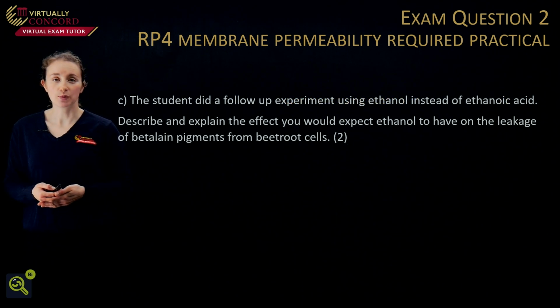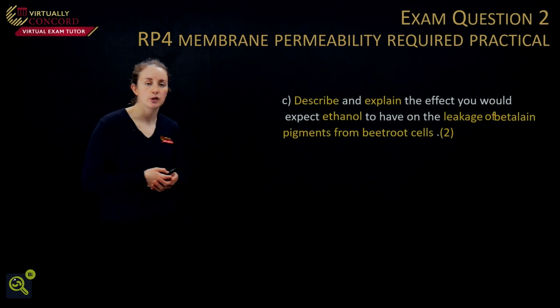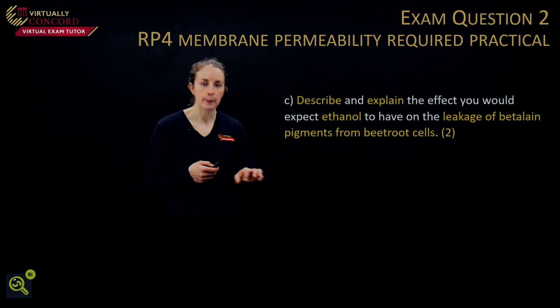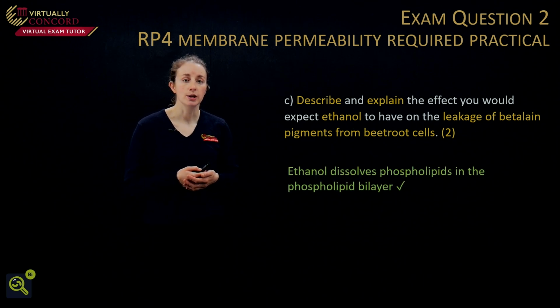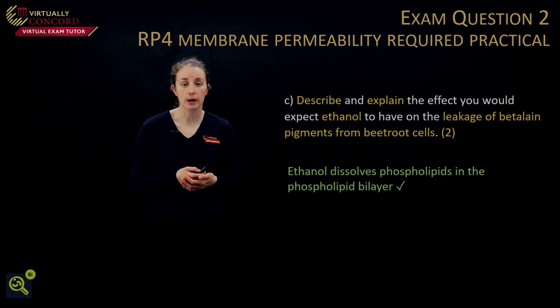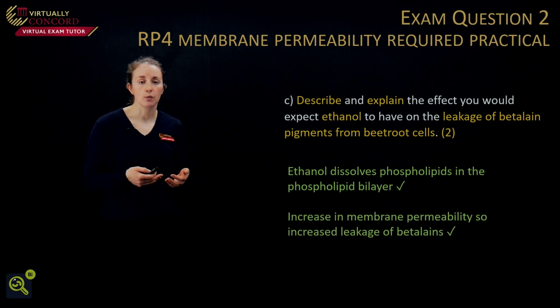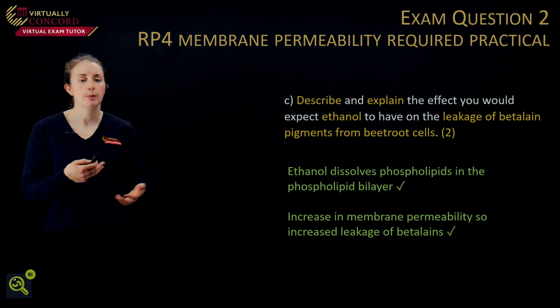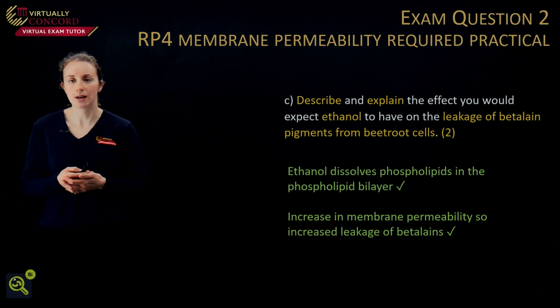The third part of this question relates to the effect of ethanol on membrane permeability. And in this case, we're not so interested in the proteins, but in the phospholipids themselves within the bilayer. Ethanol is a non-polar solvent, so it actually dissolves the phospholipids in the bilayer. And you can imagine that's going to have quite a big effect on the membrane permeability. As we increase ethanol concentration, we progressively increase the membrane permeability and we get more and more leakage of those betalain pigments out of the cells.